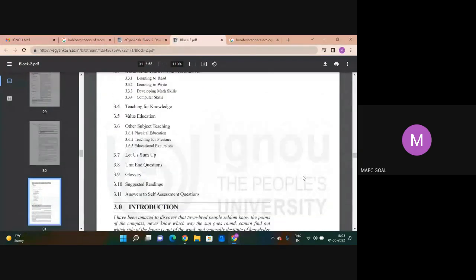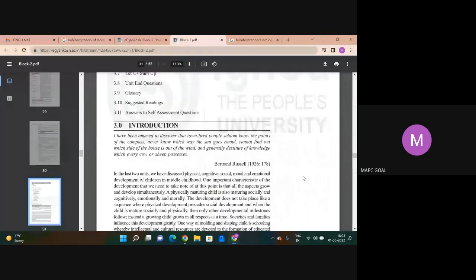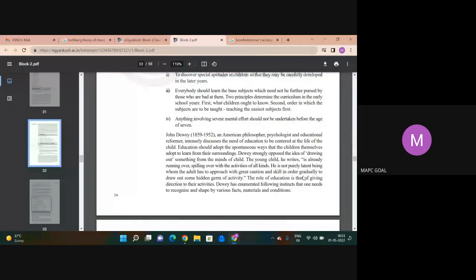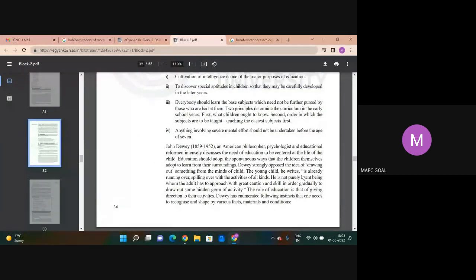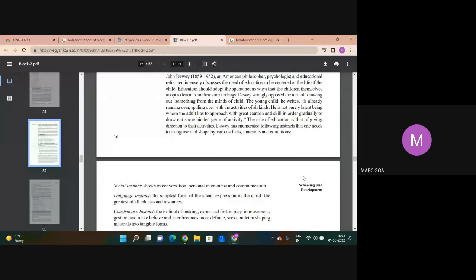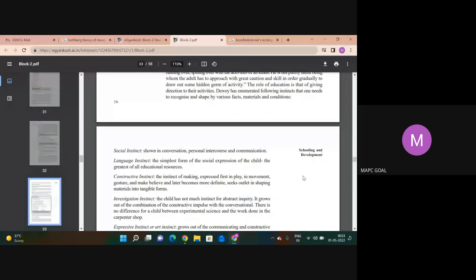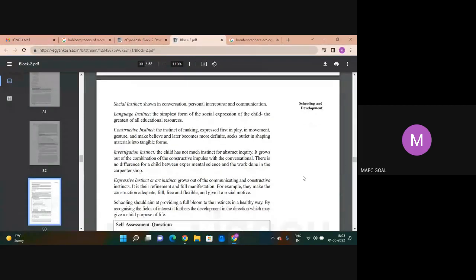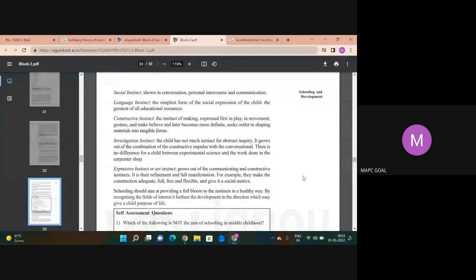Unit 3 is talking about the writing skills, the basic skills that a child has to learn. John Dewey, an American philosopher, psychologist, and educational reformer, talked about some basic needs that have to be recognized, and that is important for a child: the social instinct, the language instinct, the constructive instinct, the investigation instinct, and the expressive or the art instinct. All these are very important.